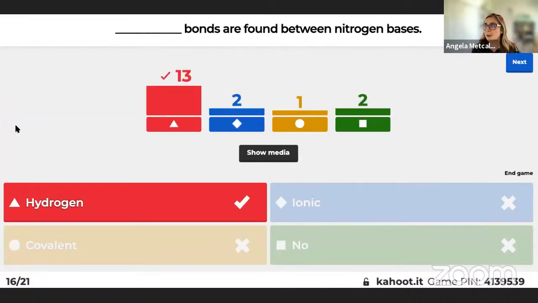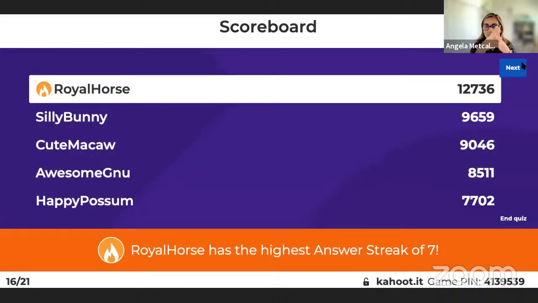All right, they are hydrogen bonds. And in the picture, you saw the little H's and the little dotted lines. Hydrogen bonds are going to be important for you in chemistry to know. Biology and chemistry, they overlap. They mesh. Cute macaw, you're going to have to get in there.